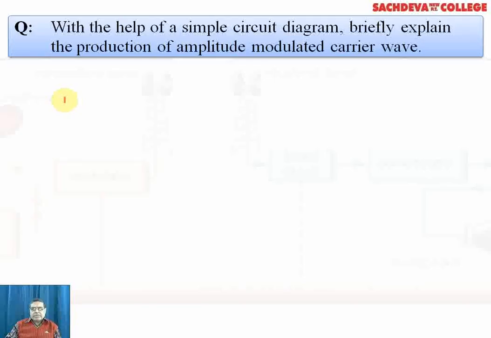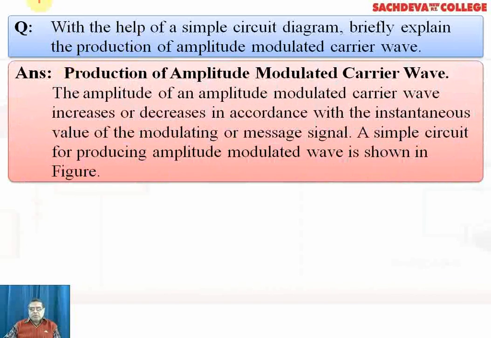Now, our next question is related to a simple circuit diagram, which is explaining the production of amplitude modulated carrier wave. So, we are referring not simply to amplitude modulation, but to the amplitude modulated carrier wave. Modulated carrier wave, again, refers to the mixing of two signals, where we have to vary its amplitude. So, what is the mechanism?